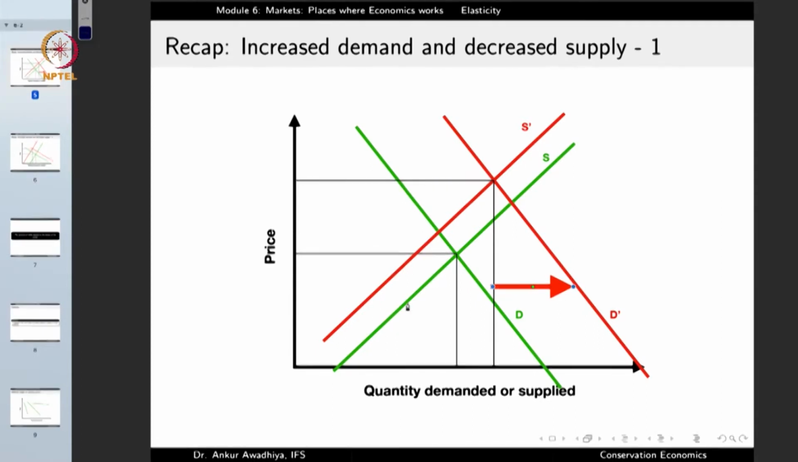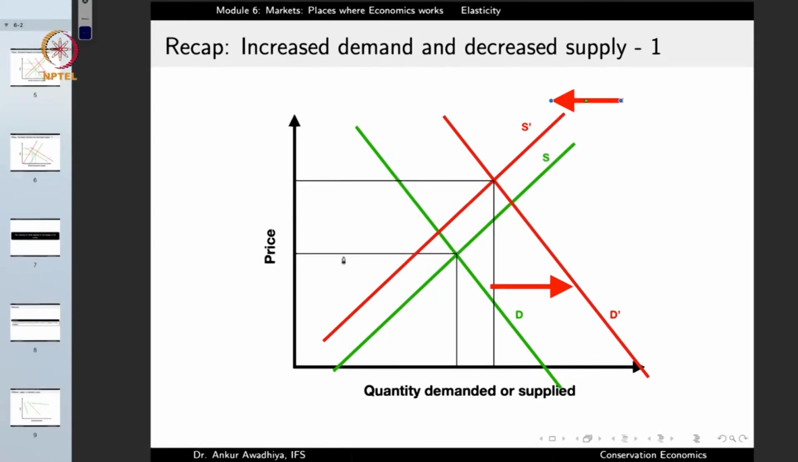This was the earlier supply curve. This is the new supply curve, which is telling us that there is a decrease in supply. So we are looking at an increased demand and a decreased supply. The earlier equilibrium was at this point. The new equilibrium is at this point. So where the two red curves are intersecting is the new equilibrium. Where the two green curves are intersecting is the old equilibrium.